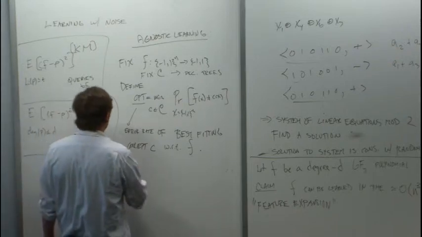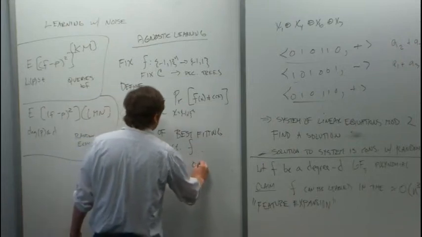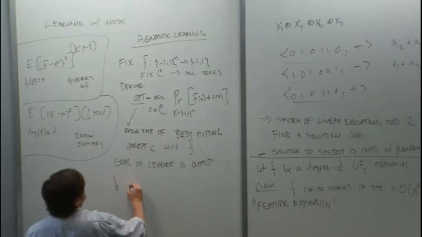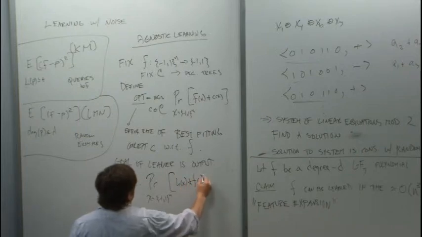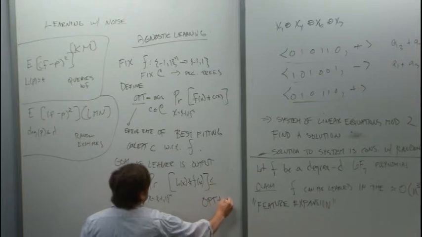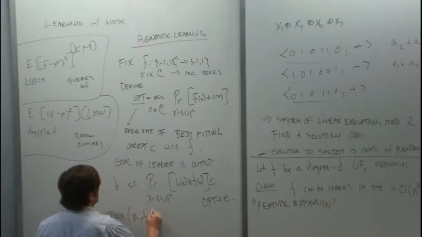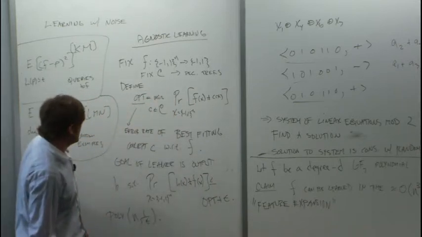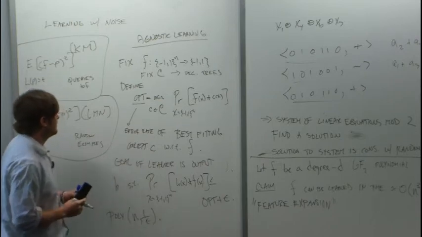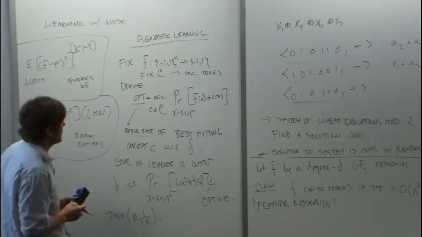Okay, and then the goal of the learner is to output h such that the probability that h of x does not equal f of x is at most opt plus epsilon. And you would like to run in time polynomial in n and 1 over epsilon. Does h have to come from C? No. That would be proper agnostic learning, but no, I'm not going to make that restriction.